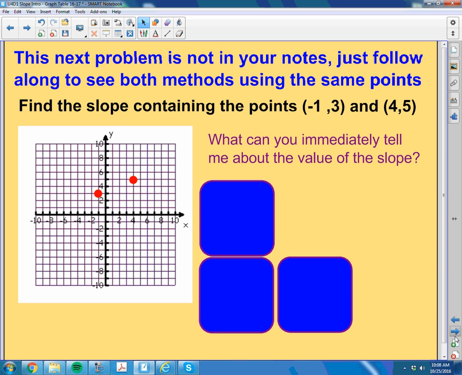All right. Really quickly, before we get going, look at the two dots on the board. What can you instantly tell me about the slope? It's positive because it's increasing from the left to the right.